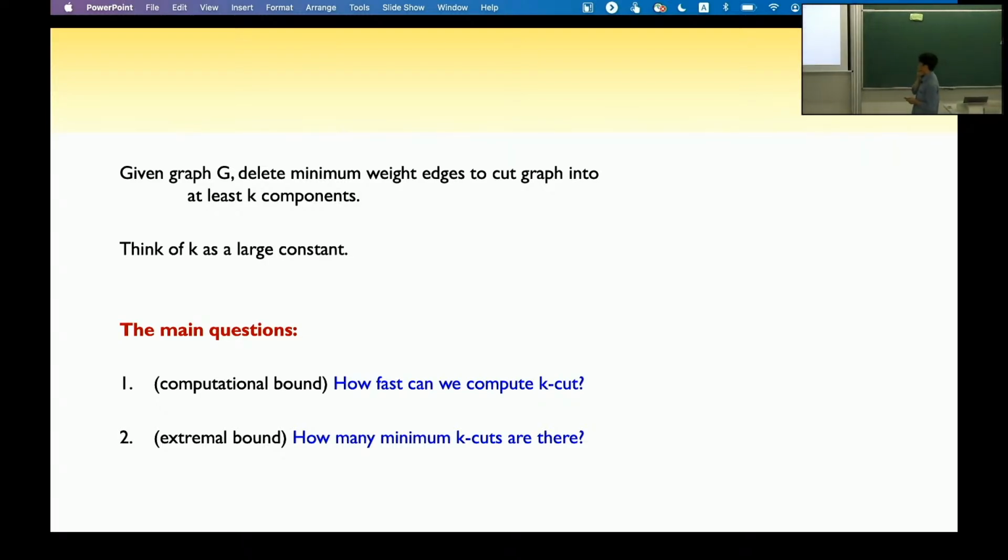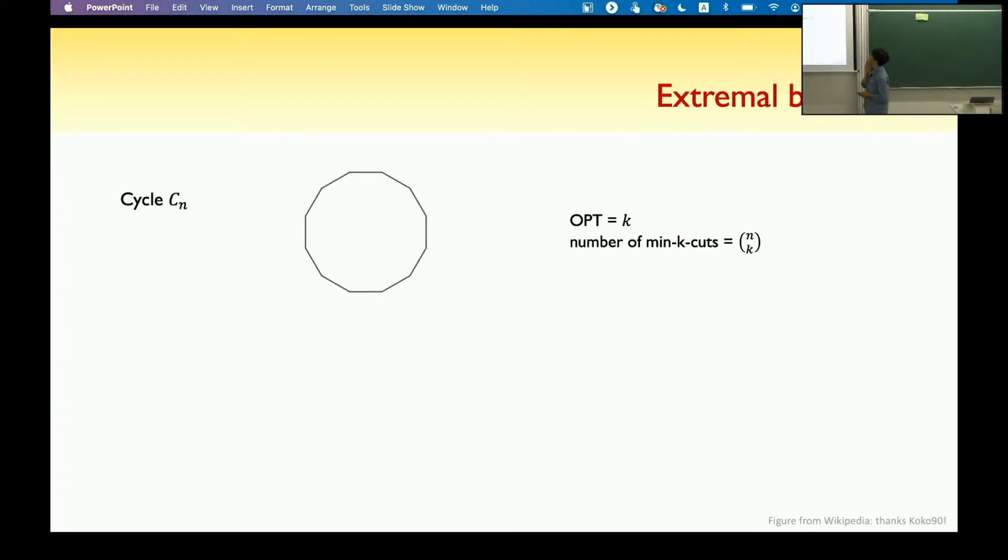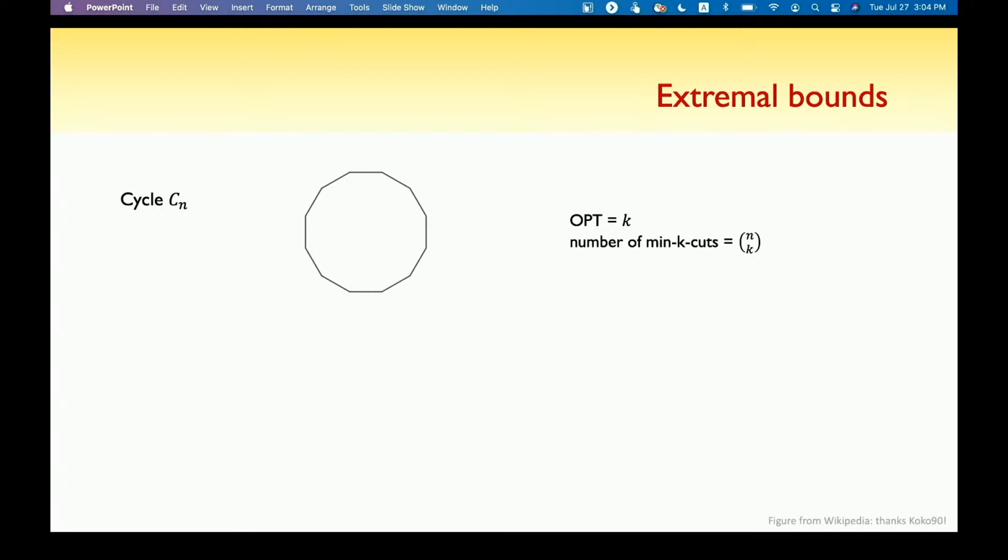Let's first study the extremal question, which is simpler to think about. Let's get some lower bound. I'm going to look at the cycle with n vertices. If you want to partition the graph into k pieces, we have to delete k edges, so the optimum is k. But any way of deleting k edges will give you k components. So the optimum is k and the number of minimum k-cuts is n choose k. So n choose k is a natural lower bound for this question.